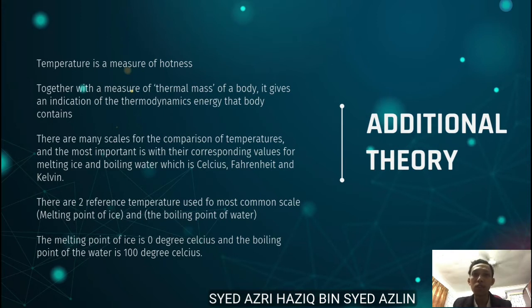There are two reference temperatures used for the most common scale, which are the melting point of ice and the boiling point of water. The melting point of ice is 0 degrees Celsius and the boiling point of water is 100 degrees Celsius.